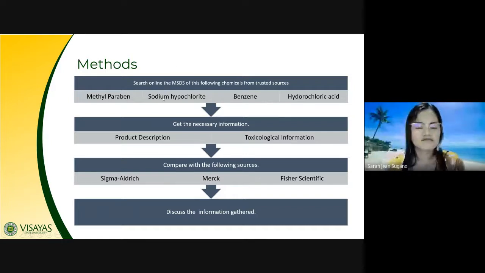Number 1, you have to search online the MSDS of the following chemicals from trusted sources. The chemicals are methylparaben, sodium hypochlorite, benzene, and hydrochloric acid. Apat lang. And then you have to get the necessary information about the product description and the toxicological information.